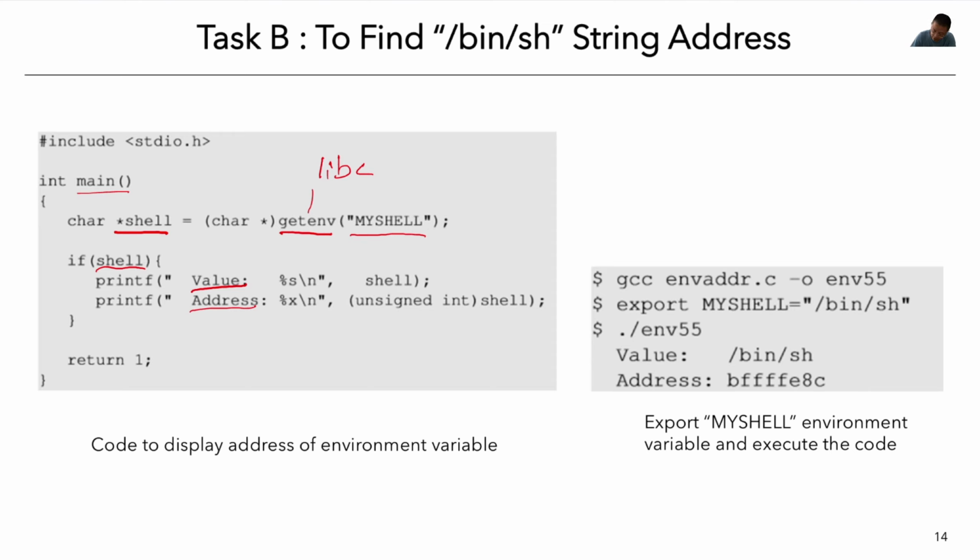To run this program, we can build this and output the name to be env55. Okay, and we export MYSHELL equal to /bin/sh. Then we can run this program. It will print out the value and the address. So we can use this address actually. Okay, so let's take a quick look.